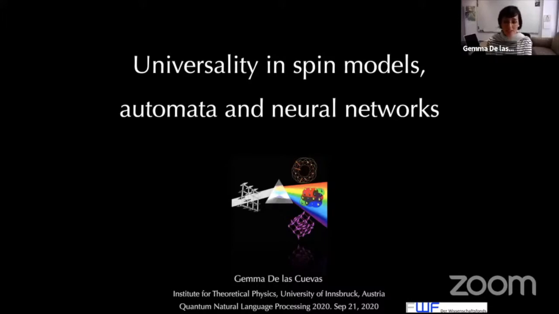So as last year, I'd like to talk about some universality notions in spin models, automata, and neural networks, which I believe have a lot in common, and slightly beyond that as well. I'd like to report on somehow the latest status of these ideas.